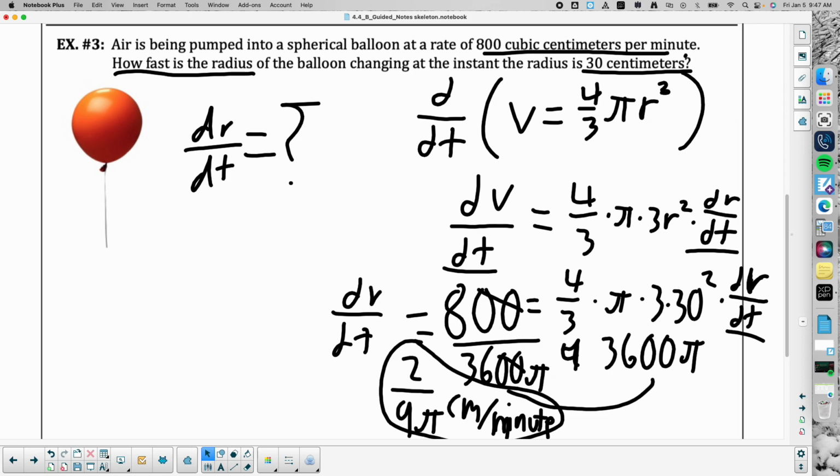Does it make a difference if you write it as 4/3 pi or 4/3 times pi? Do you see how he did 4/3 times pi? Could I have just written 4 pi over 3?